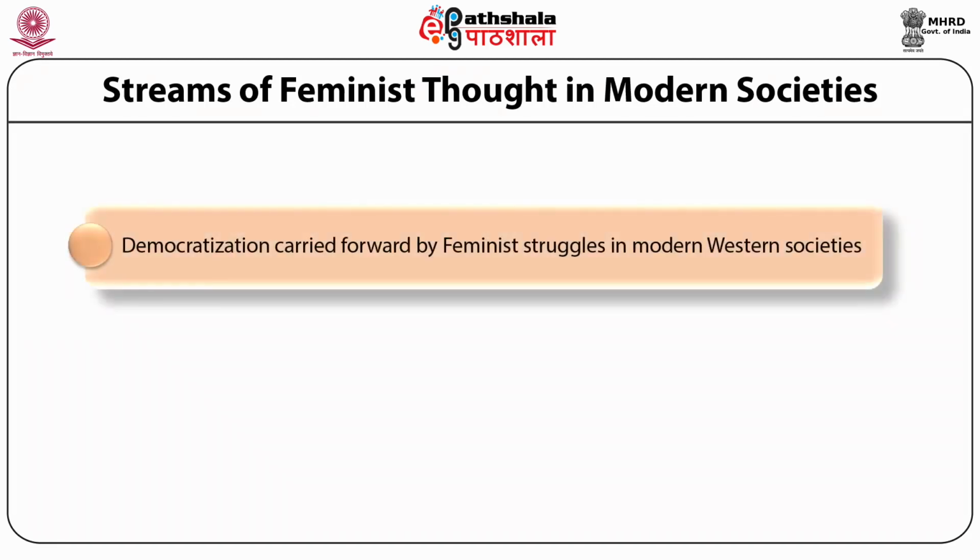Now, democratization as a process was carried forward by feminist struggles in modern Western societies. Democratization, as we know, is closely linked with modernization, and these two phenomena are also closely linked with the movements that were carried out by the feminists in claiming for civil and political rights, and later social and economic rights.